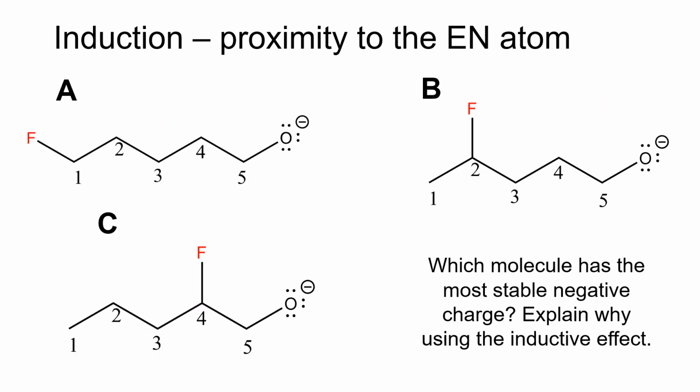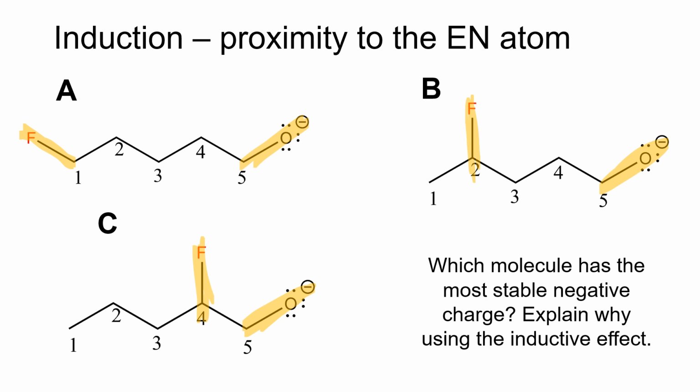So now we know that more electronegative atoms create more of an inductive effect. But what about where that electronegative atom is compared to the minus charge? So let's look here. In A, the fluorine and the oxygen are on opposite ends of the molecule. Here the fluorine is on carbon 2, and so it's a little bit closer to the O minus charge. And in C, we see the fluorine is on carbon 4 with that negative oxygen on the next carbon over. So in C, the fluorine is closest to the O minus, versus A where it's furthest away.